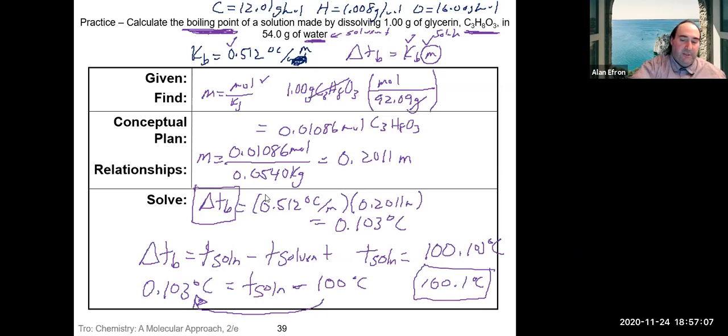Any questions on that calculation there? So again, very important not to confuse the change in either freezing point temperature or boiling point temperature with where the solution actually freezes or boils. Any questions on that one there?